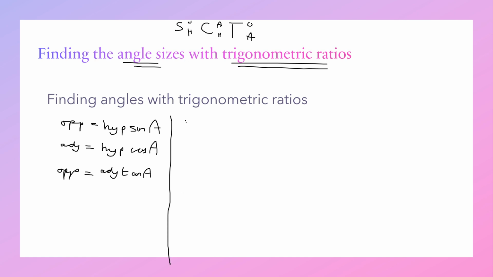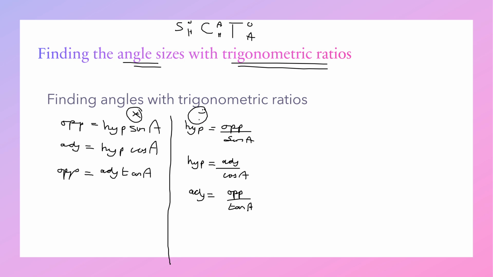And we can say hypotenuse equals opposite over sine A. Hypotenuse equals adjacent over cos A. And then adjacent equals opposite over tan A. So on one side you have multiply, and on the other side you have divide. You can memorize these if you want, or you can just rearrange the formula. It's up to you.